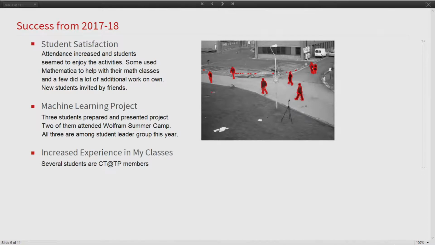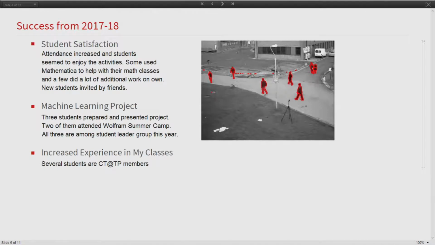In particular, 3 students, Ryan and Licketh, who were presenting after me, and a third student, Spencer, decided to do a machine learning project. At the time, these were students who were not in my current classes. So they were taking the class that leads into mine, and their only mathematics experience had been through the club. And they did a project that they'll talk a little bit about later. And then Ryan and Licketh attended the Wolfram summer camp from that experience. And now all 3 of the boys are part of the leadership team within our club.